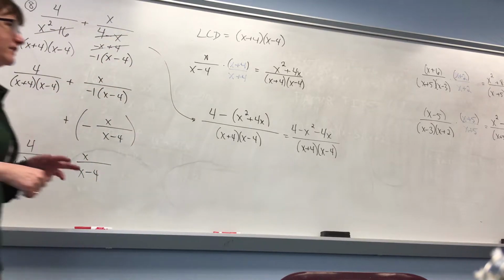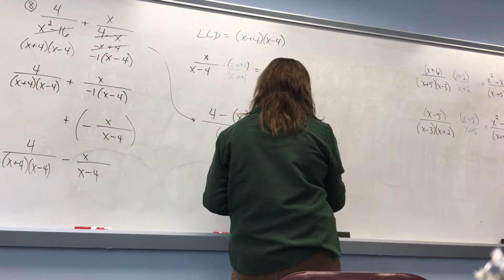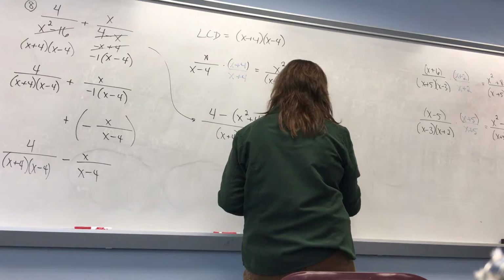And I'm going to put that in descending order. Make it look pretty. So negative x squared minus 4x plus 4.